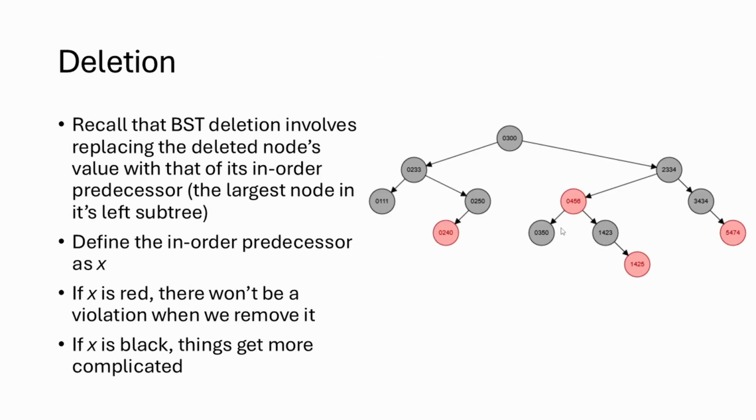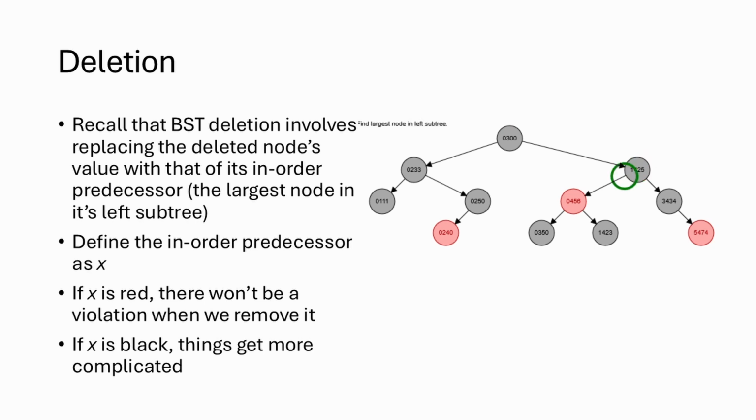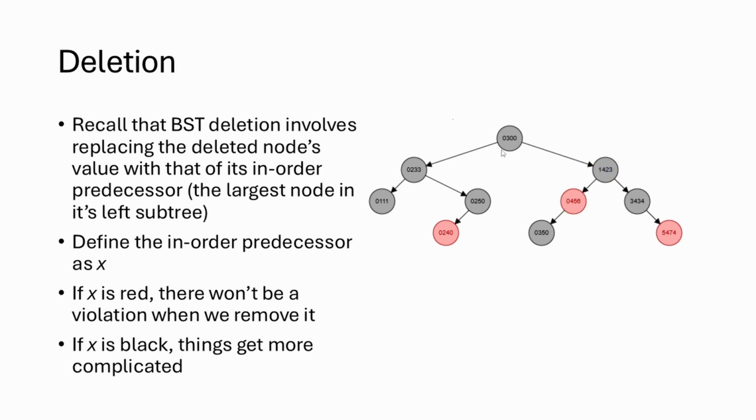To delete a node in a red-black tree, we want to start off the same way as we would in a BST. So say we want to delete 2, 3, 3, 4. After we find the node, we want to go into its left subtree and find the greatest node in the left subtree, otherwise known as the in-order predecessor. And if that node is red, then we can just remove it and there won't be a violation. But when we want to copy a value from a node that's black, things get complicated when we remove it, because property 5 is no longer held.